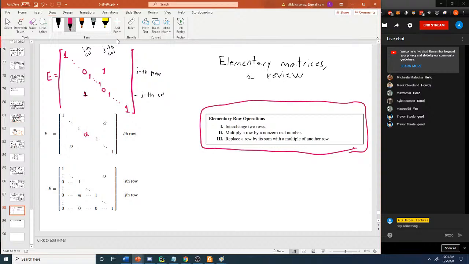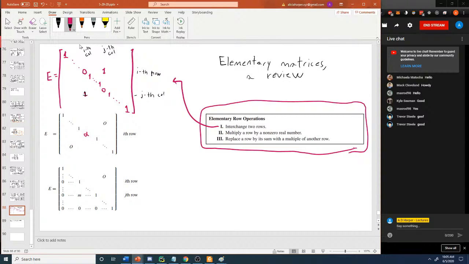Now, the cool thing about elementary matrices is that they let you conceptualize each of these three row operations in terms of matrix multiplication. For example, if you want to interchange the ith row with the jth row, which is an elementary row operation, for a given matrix A, all you have to do is take a matrix of this form and multiply. This row operation corresponds to matrices of this form.